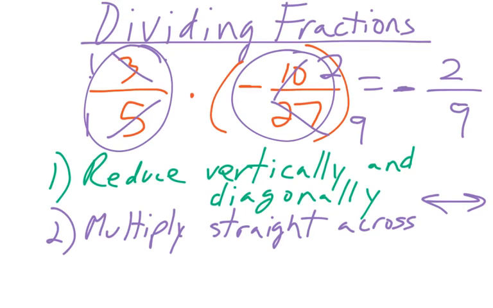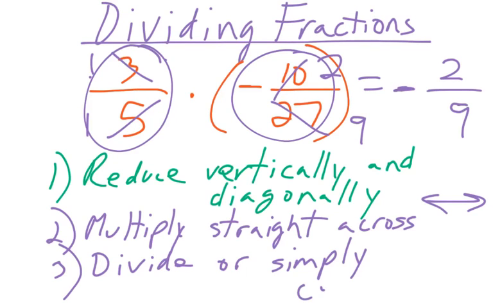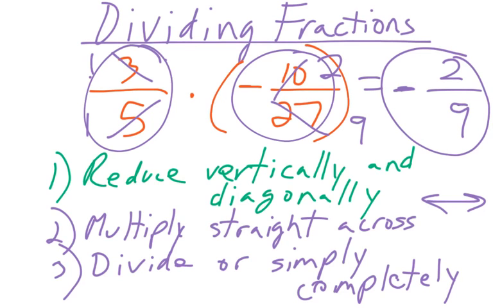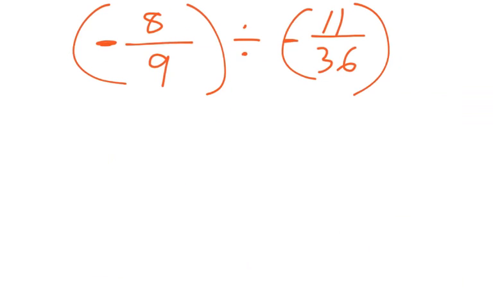But we do want to see if we can divide or simplify the final answer. So that's your third step. Divide or simplify completely. So if you look at 2/9, we cannot simplify that. So that is our final answer, negative 2/9. Okay? So that's a good review because now with dividing, there's basically one additional step.